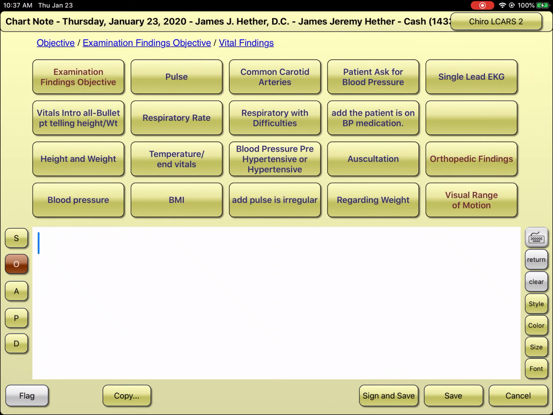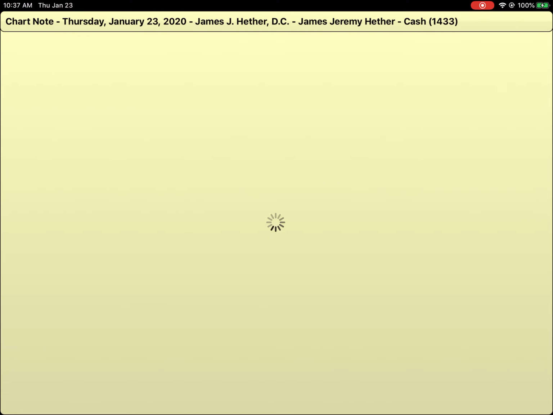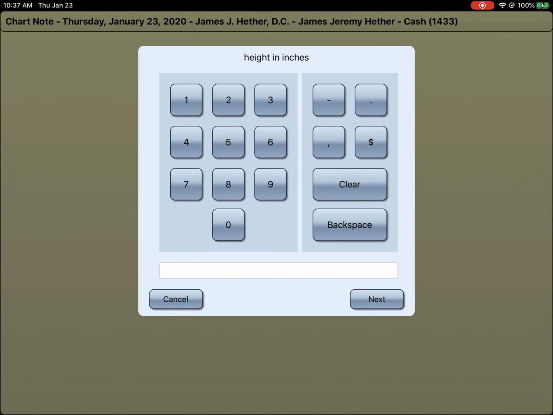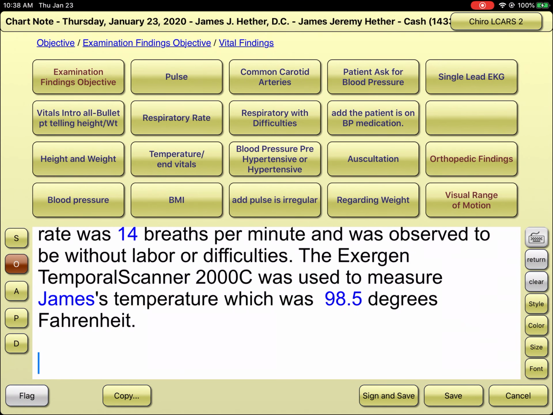So we go into our vitals. We can ask them their height, their weight. If you have a scale, you can say that. 5'7", 180 pounds. We can say their blood pressure was 120/80. By the time I'm taking their blood pressure, I've done their temperature, pulse 64, respiratory 16, and 98.5. Let's go from there to visual range of motion.